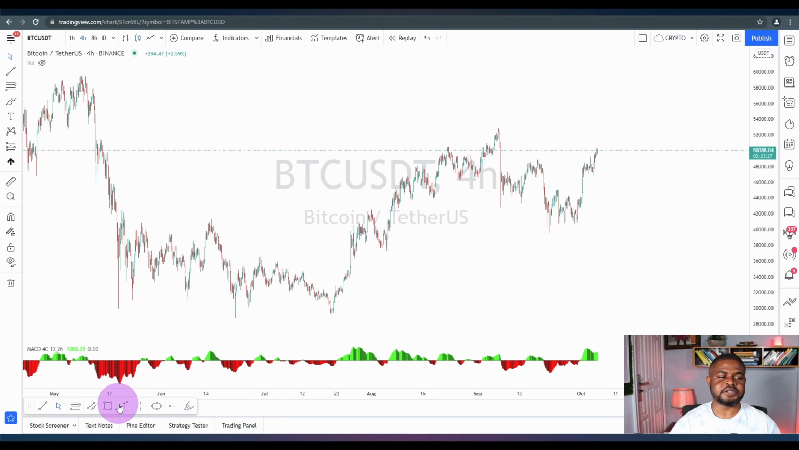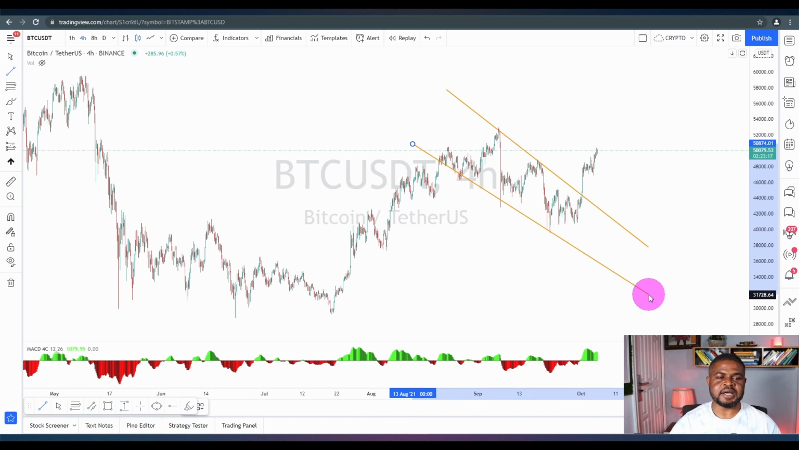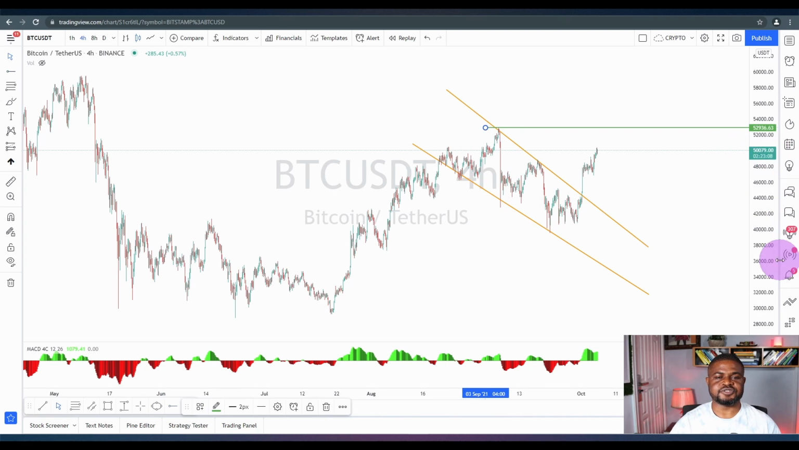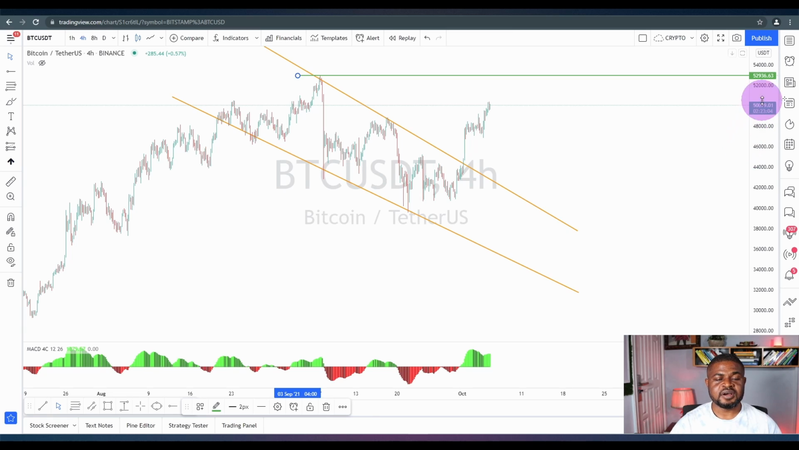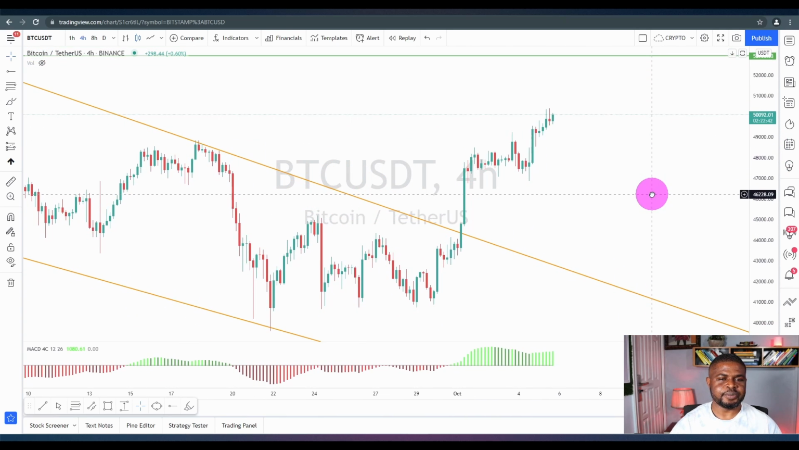letting you know that Bitcoin has broken the downward trend. That's a mini downtrend that has been known for some time now. It has successfully broken it, and is going to test the 52,936 high of 6 September. In my opinion, things are looking pretty good.